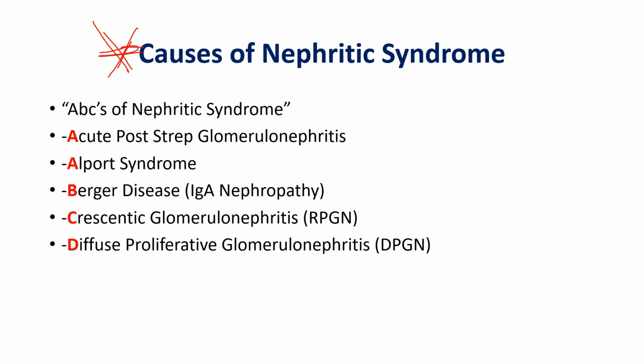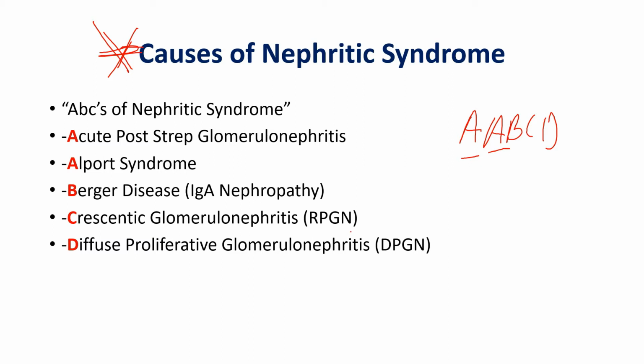So this is a mnemonic that I have developed. This is the ABCs of nephritic syndrome. If you look at the causes of nephritic syndrome, you will see that all of these go exactly like the alphabet would go, like A, B, C, D. The only thing is that there are 2 causes for A, so just remember that. So the ABCs of nephritic syndrome.